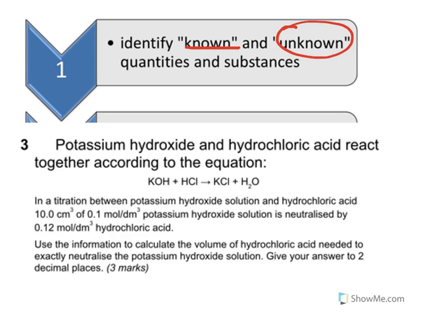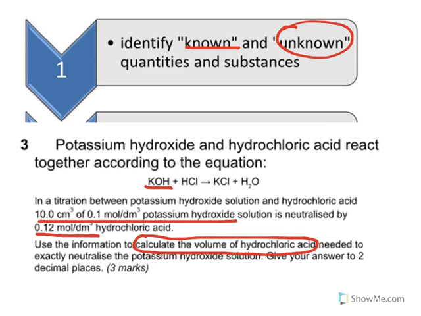So if we have a look in the question here, in a titration between potassium hydroxide and hydrochloric acid, 10 centimetres cubed of 0.1 mole per dm cubed potassium hydroxide, this is our known quantity, is neutralised by 0.12 moles per dm cubed of hydrochloric acid. So we also know something about the hydrochloric acid, and what we've been asked to do is calculate the volume of hydrochloric acid. This is our unknown. So doing this first step helps us to see clearly what it is that's going on.